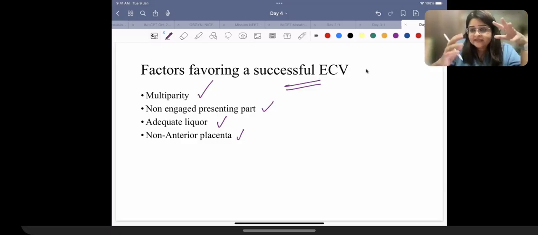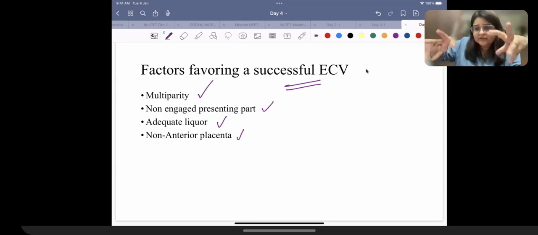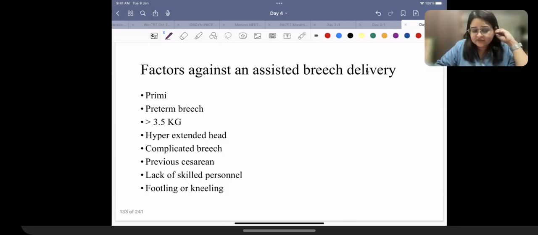If the amniotic fluid is normal, the success is better. And if the placenta is posterior, it is easier to do. Placenta anterior है तो आपको you will not be able to grip the baby properly to do an ECV. Okay, so these are the factors favoring a successful external cephalic version.